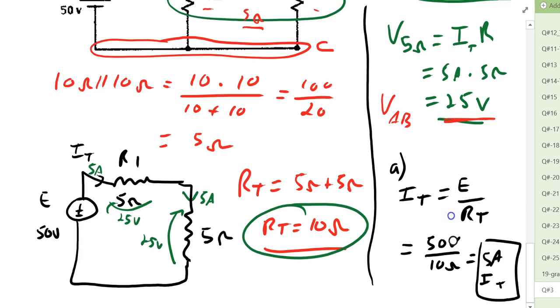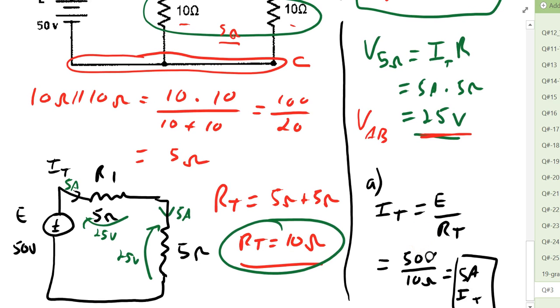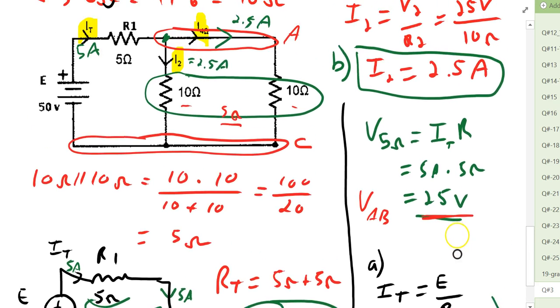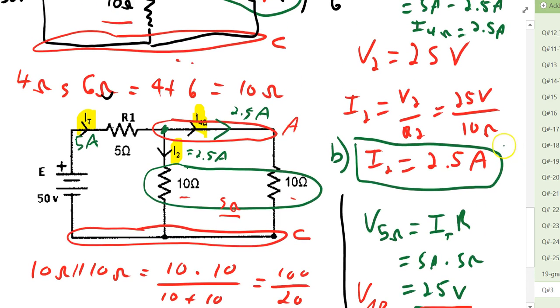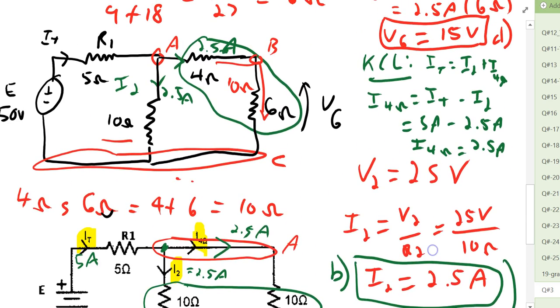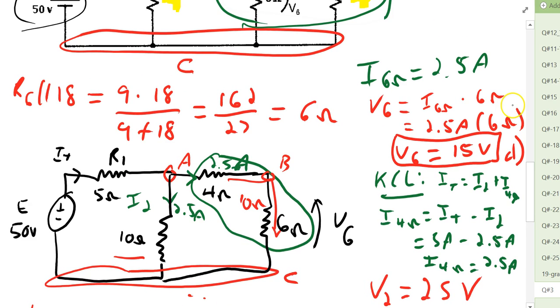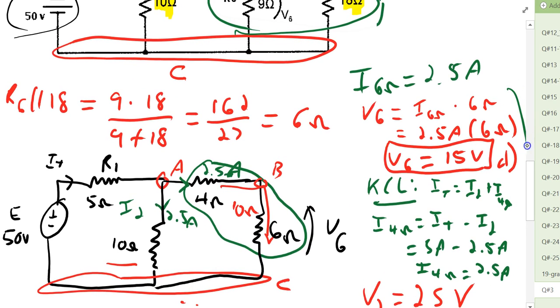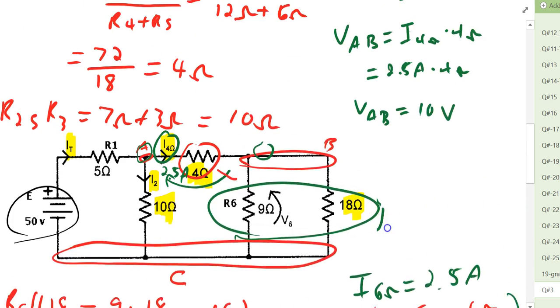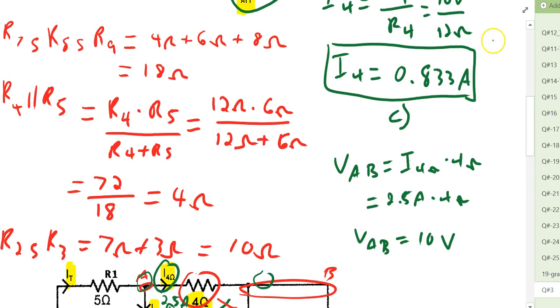Then we wish to use our simplified circuits along with Ohm's law, Kirchhoff's voltage law, and Kirchhoff's current law to complete the calculations we've been asked for. In this case, part A, IT, part B, I2, and then we did part D first because that's what was easiest for us to do. Part D then, V6, and finally part C where we found I4.